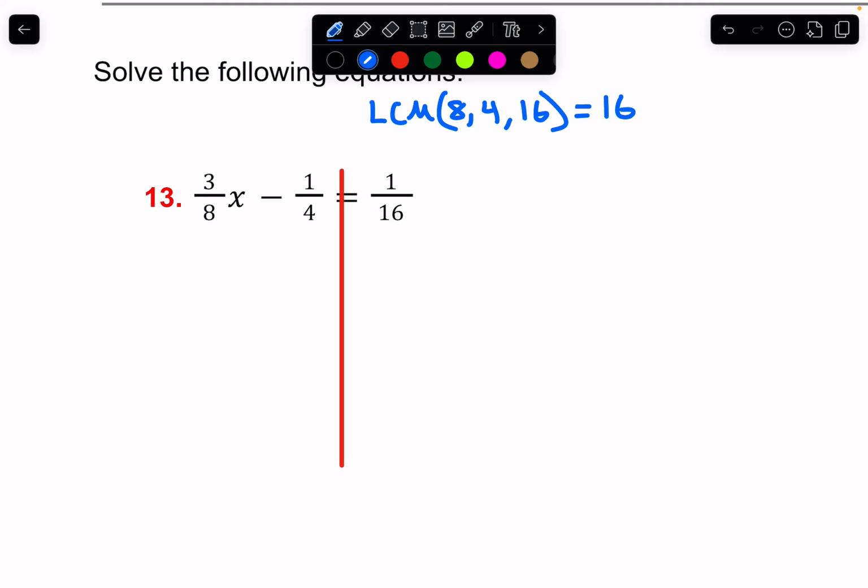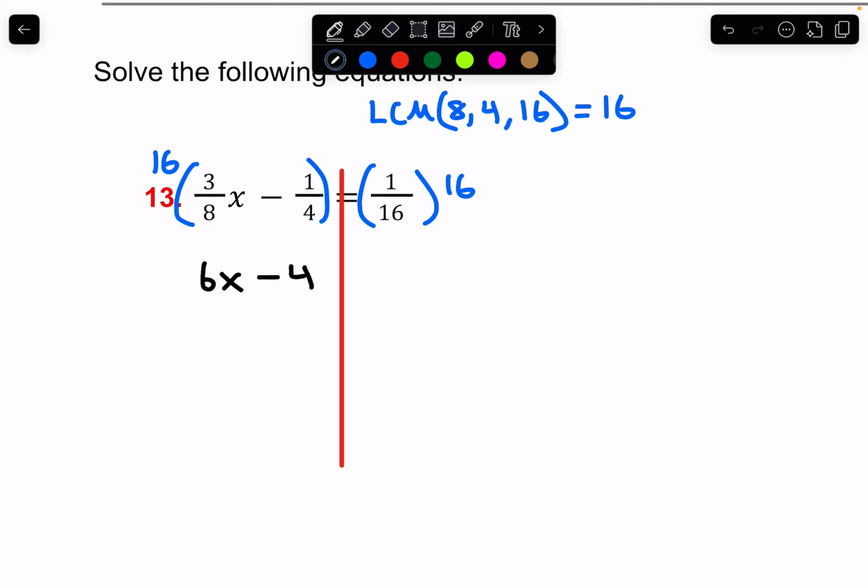Okay, so all that said, we're going to multiply the whole left side by 16 and the whole right side by 16. On the left, 16 times 3 over 8. Notice that 16 is divisible by 8. It gives me 2, and 2 times 3 on top will give me 6, and so this will be 6x. And then 16 times negative 1/4 is negative 4.